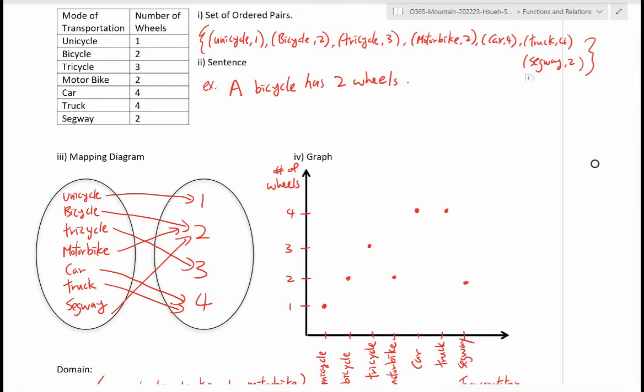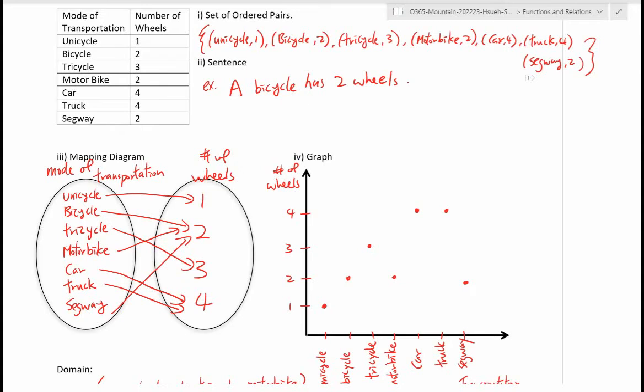Again, the mapping diagram, the bubbles, the one on the left should be your input, right? Input in this case is the mode of transportation. Let me write it down here. Transportation. And the second bubble is the y value, which is the output, and that is the number of wheels. Okay. So there's my graph.